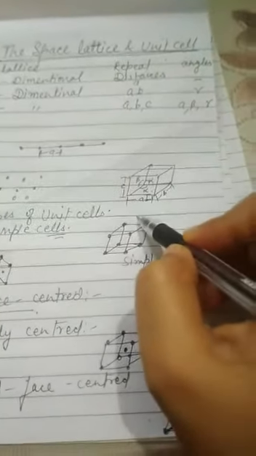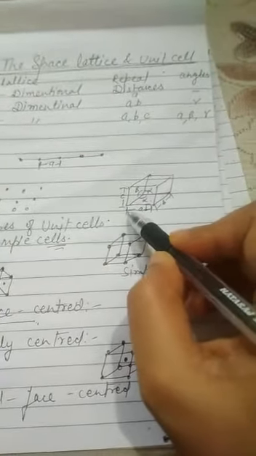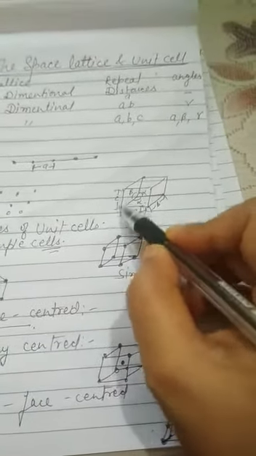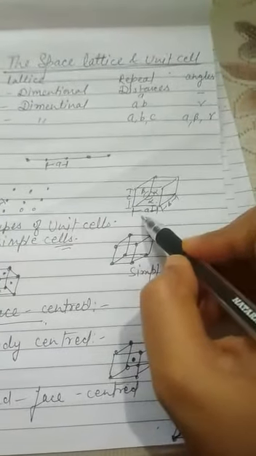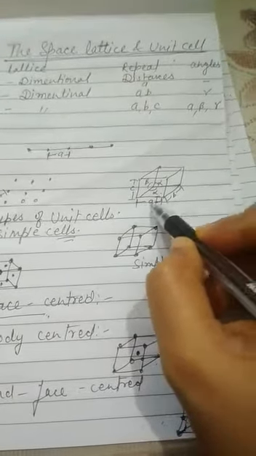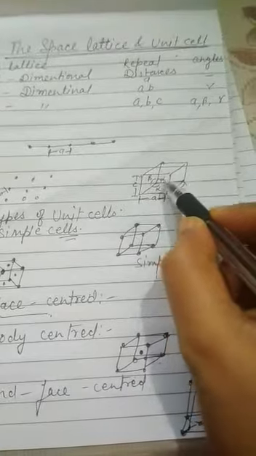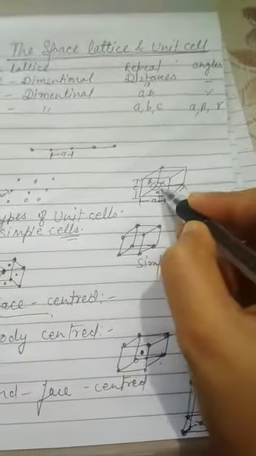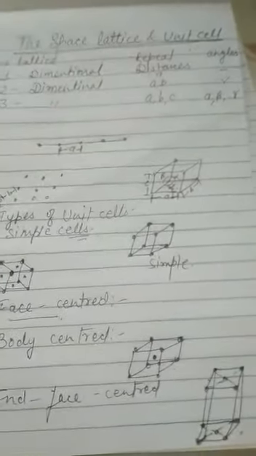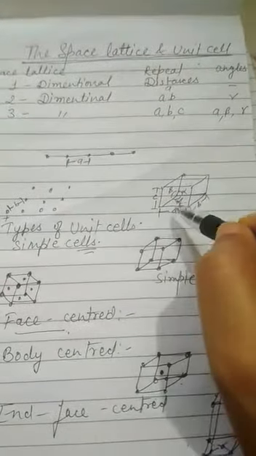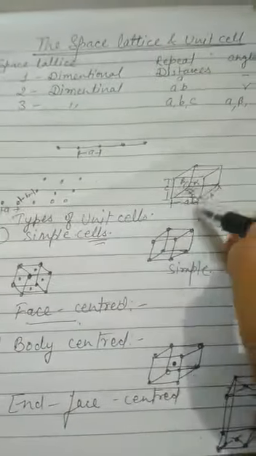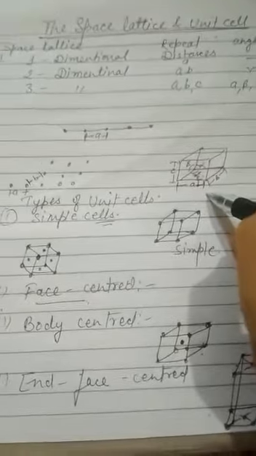In the third diagram, it is a cube where three types of distances A, B and C are required to define this crystal lattice. So there are three types of repeat distances A, B and C, and three angles alpha, beta and gamma are required to define this space lattice. So this is a one-dimensional, this is a two-dimensional and this is a three-dimensional space lattice.